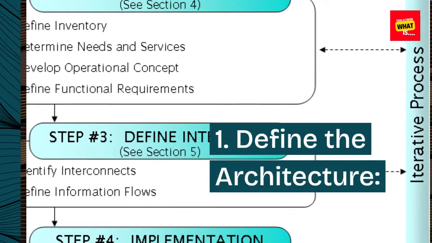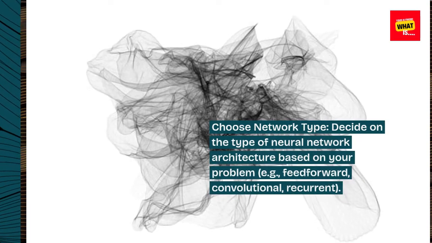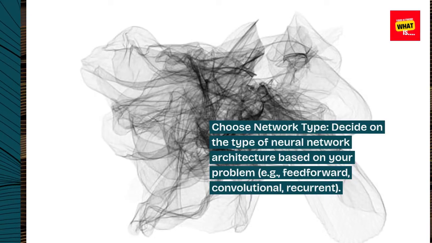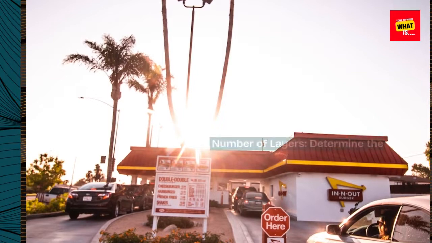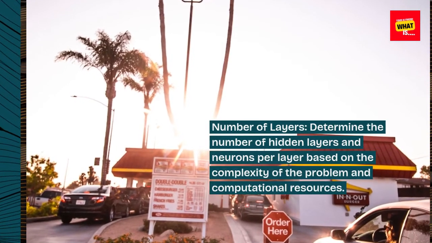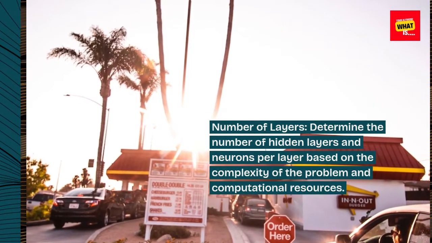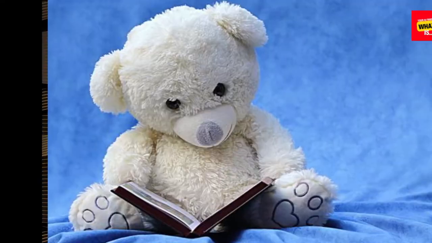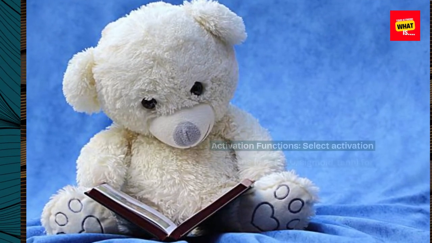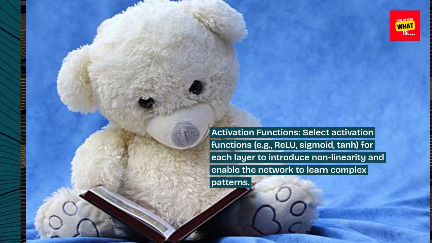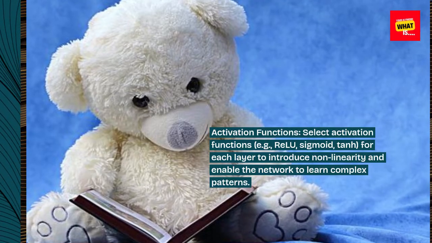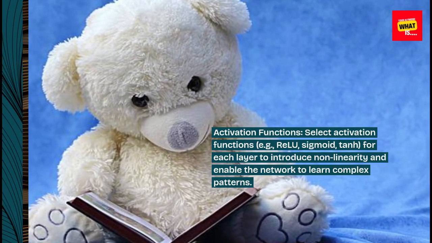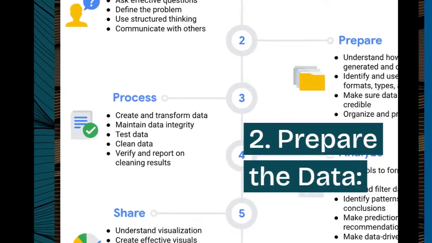1. Define the architecture. Choose network type. Decide on the type of neural network architecture based on your problem, e.g., feed-forward, convolutional, recurrent. Number of layers. Determine the number of hidden layers and neurons per layer based on the complexity of the problem and computational resources. Activation functions. Select activation functions, e.g., ReLU, Sigmoid, tanh, for each layer to introduce nonlinearity and enable the network to learn complex patterns.